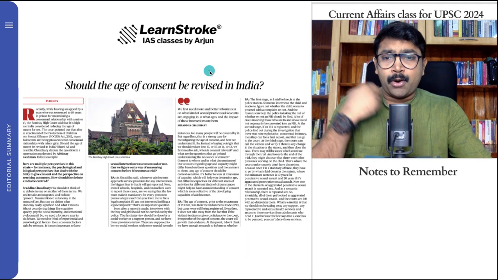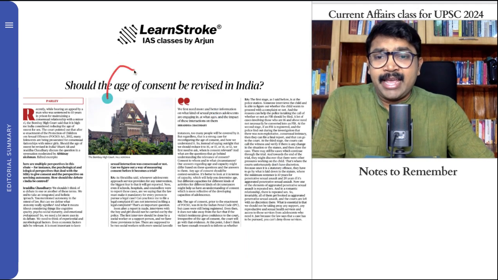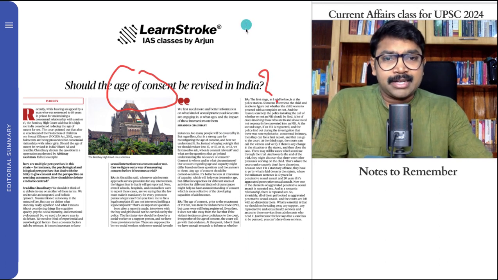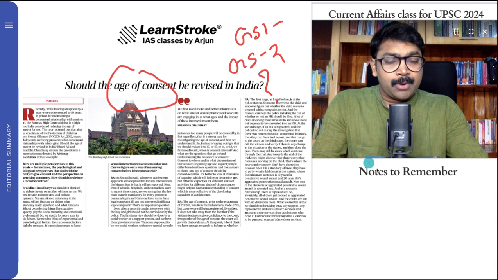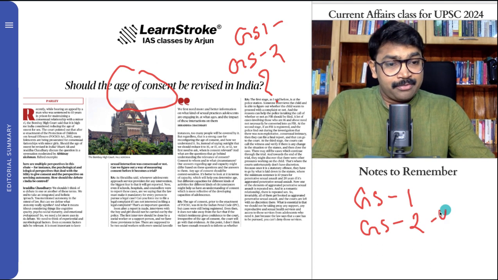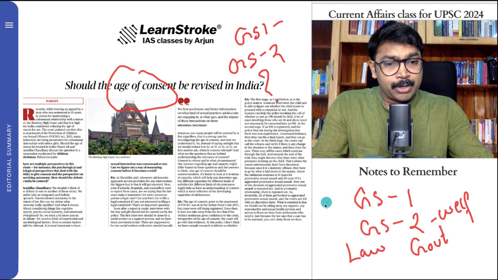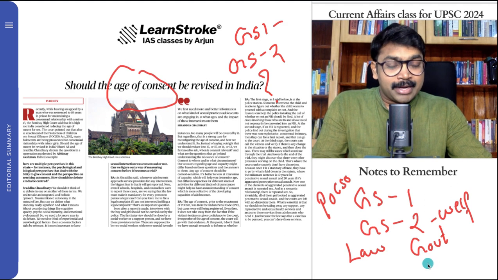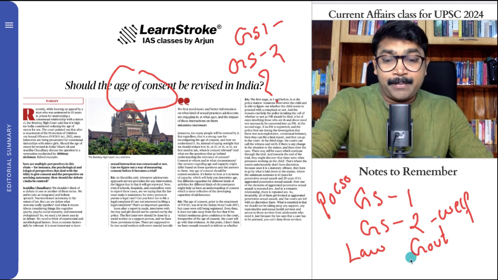I think we'll move on to the other important editorial. Yes, the age of consent should be revised in India. Do you agree or not? It is a fantastic article regarding GS1, where the role of women and society is discussed, and definitely GS paper 2, because it talks about women and age of consent. GS paper 1, definitely role of women, society, etc. GS paper 2, it talks about various aspects of welfare and even government intervention, because there is something related to laws, etc., because POCSO is actually a law discussed. So law, government intervention, governance, welfare, a lot of areas can be mentioned here.